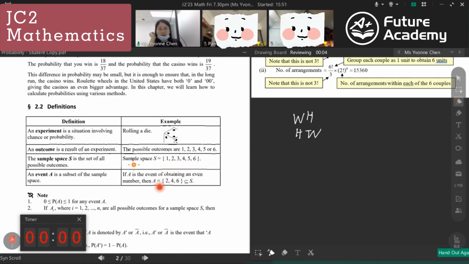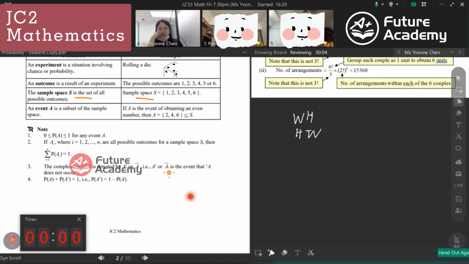Could be 1, 2, 3, 4, 5, 6. This is the sample space, because we talk about a set. The elements in the set are 1, 2, 3, 4, 5, 6. And then an event A is a subset of the sample space. For example, we take the even numbers, we can have 2, 4, 6.